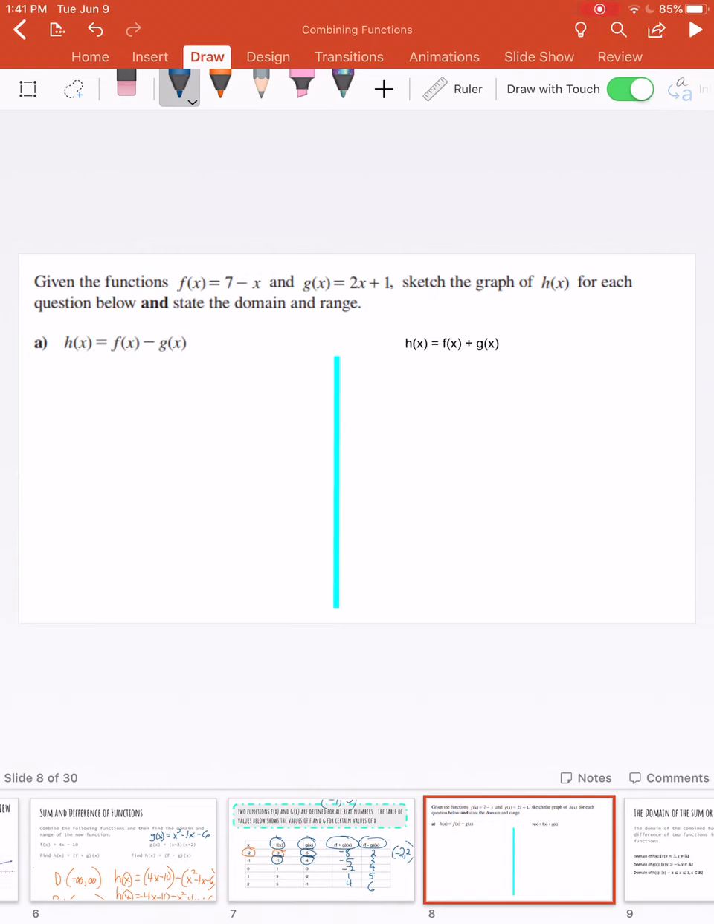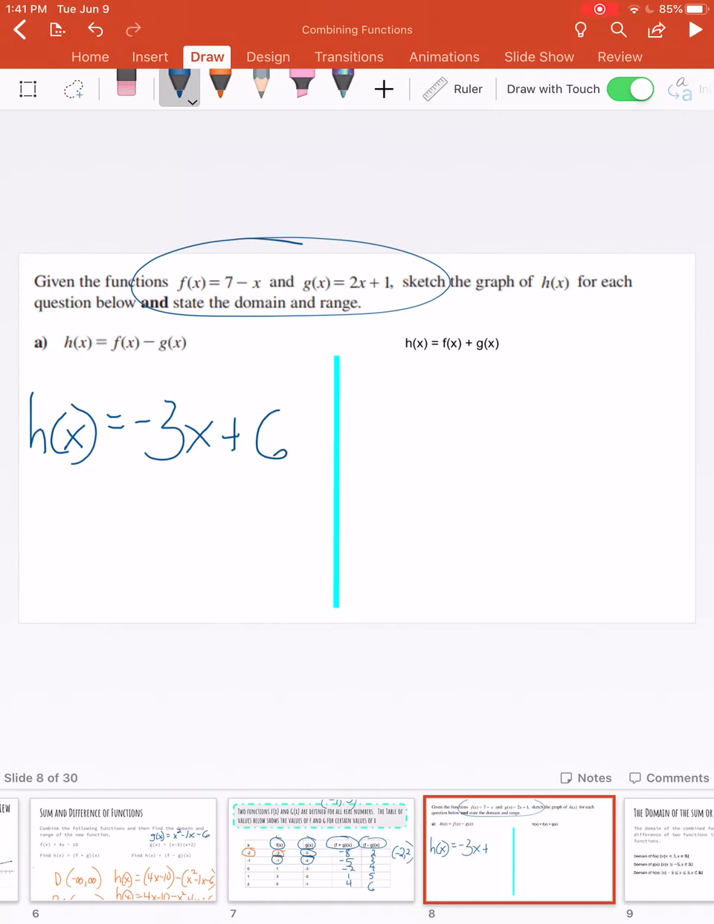All right, so my next question says, given the functions 7 minus x and 2x plus 3, sketch the graph, state the domain and range. Okay, so you're probably going to do a little bit of algebra here. Because we've already done one where you use algebra, I'll get you to try this on your own. However, I will write the answer down. So you should end up with negative 3x plus 6.